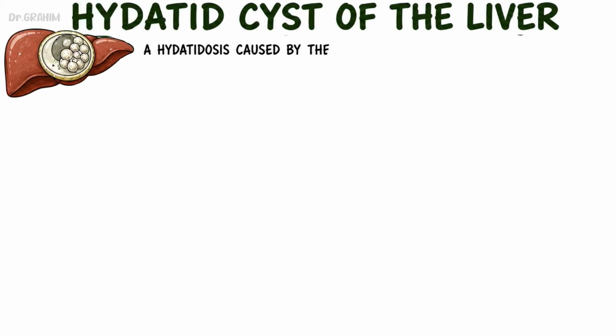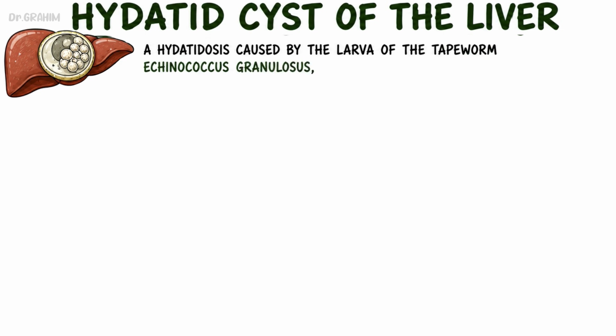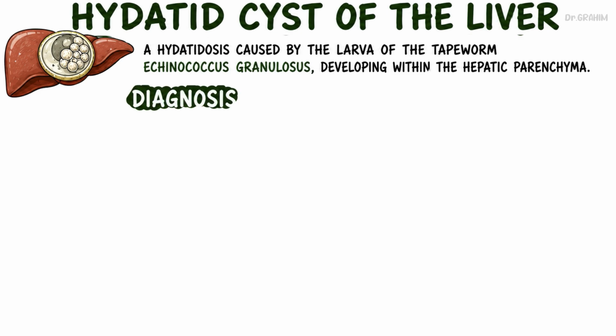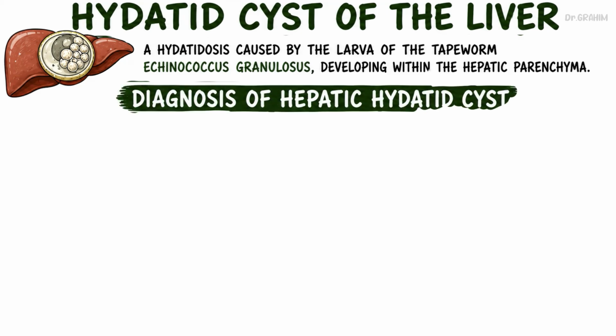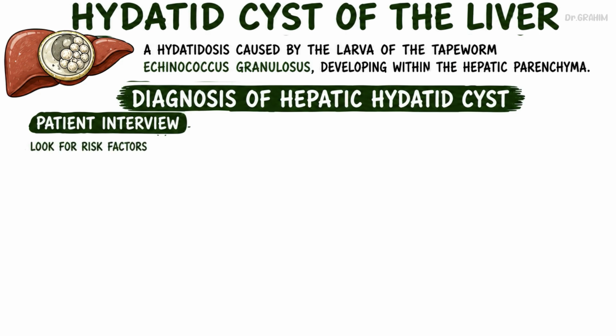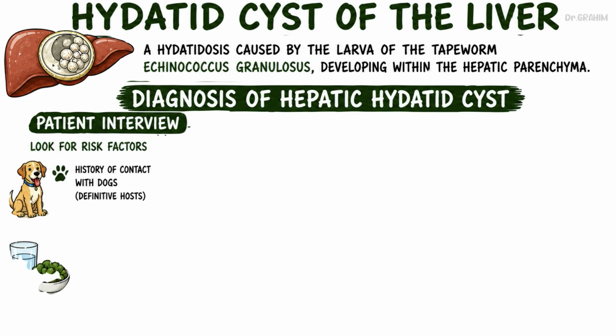The hydatid cyst of the liver is a hydatidosis caused by the larva of the tapeworm Echinococcus granulosus developing within the hepatic parenchyma. Diagnosis begins with a discussion with the patient to identify risk factors. The physician looks for a history of contact with dogs, which are the definitive hosts of the parasite, or the consumption of water or food contaminated with Echinococcus granulosus eggs.